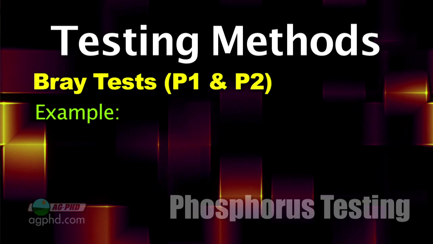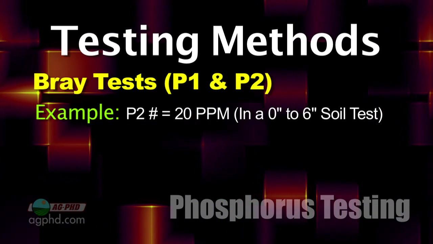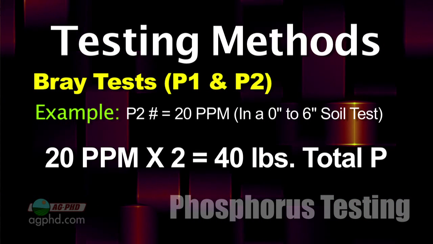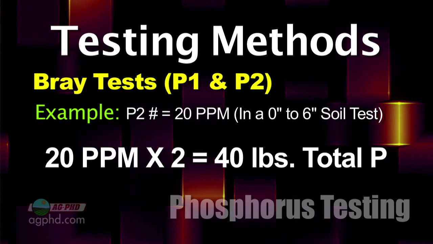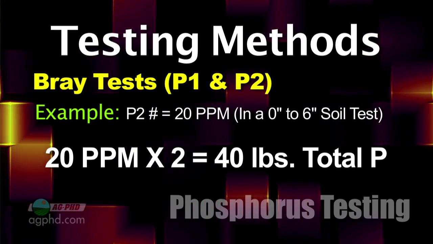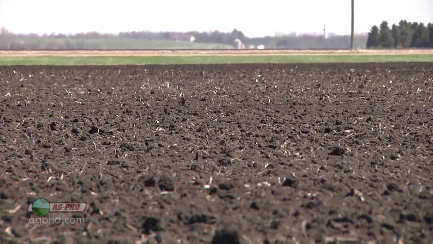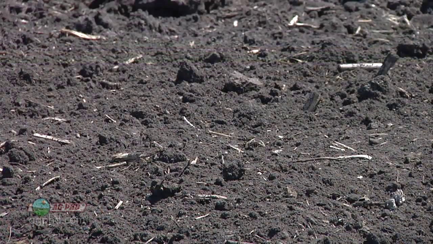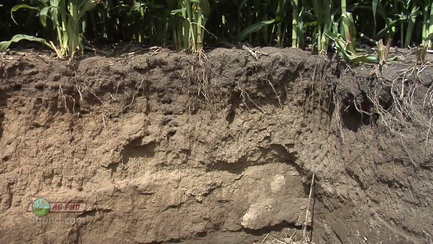So let's just say, for example, that it was 20 parts per million in the P2 test. Well, if that P2 Bray test is 20 parts per million times 2, that means there's roughly 40 pounds of phosphorus out in the soil. So you may be asking, why are there 20 pounds per acre available, but 40 pounds total out there? Well, some of that phosphorus is going to be chemically unavailable for your soil. Maybe it's tied up with calcium or some other nutrient.